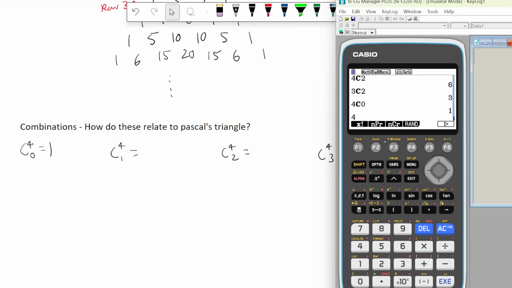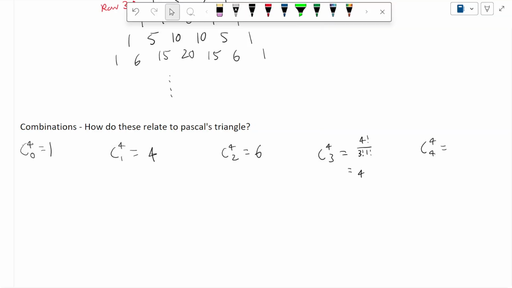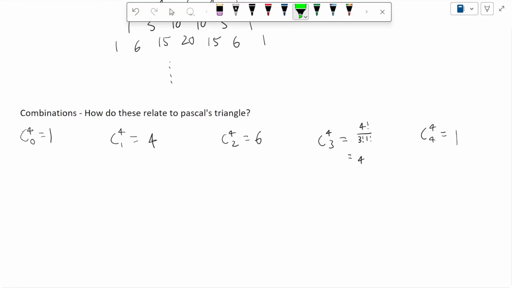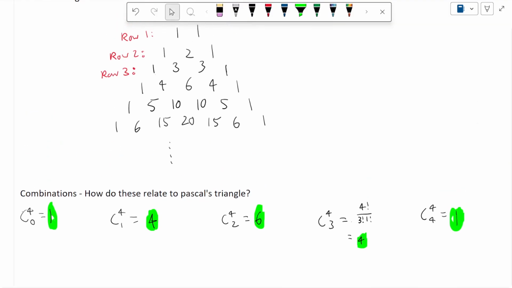Next, 4C1 is 4. Next, 4C2 is 6. And then the next one's 4, and then the next one is 1. Interesting. Where have I seen 1, 4, 6, 4, and 1 before? Oh my goodness, it's Pascal's triangle. Who would have thought? So yeah, row 4 is that one.